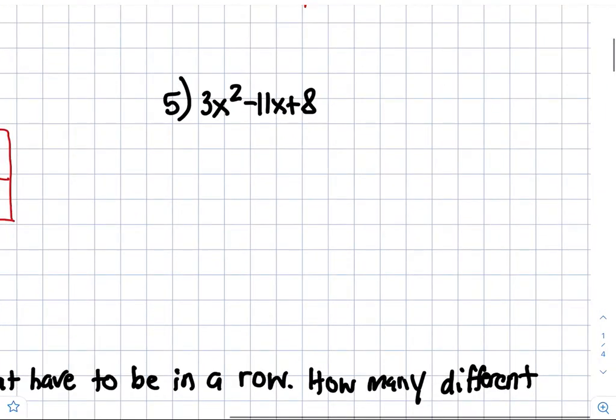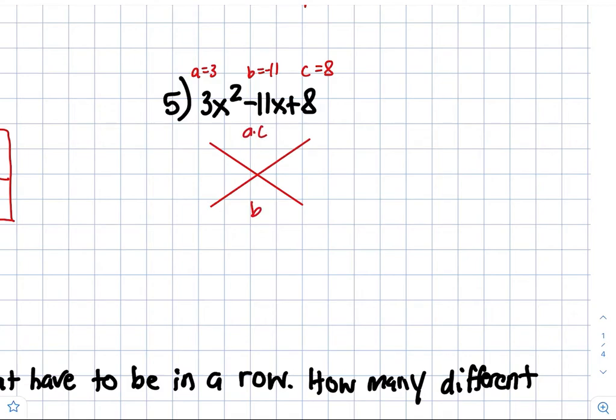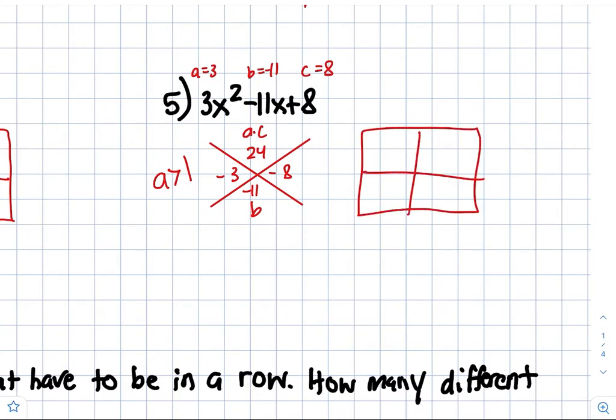Number 5. A is equal to 3. You're trying to factor. B is equal to negative 11. C is equal to 8. X method. A times C up top, B on the bottom. A times C is 24. B is negative 11. Two things that multiply to 24, but when added together give you negative 11. That's negative 3 and negative 8. Since A is greater than 1, you are going to factor by doing your box method. So, first term, 3x squared. Two middle terms, negative 3x and negative 8x.